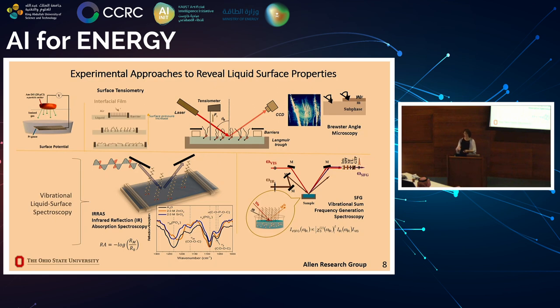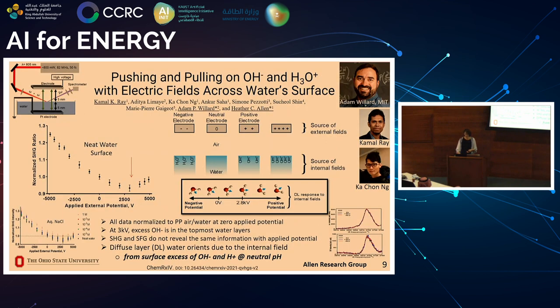So I'm next going to give you a glimpse of four example projects that we do in our lab and how this then leads to the machine learning. Again, these are all proxy systems. So our goal is really to learn more about the ocean surface, so understanding really the basics starting from liquid surfaces and ions and neat water. So this was a study, or is an ongoing study, in collaboration with theorist Adam Willard out of MIT.